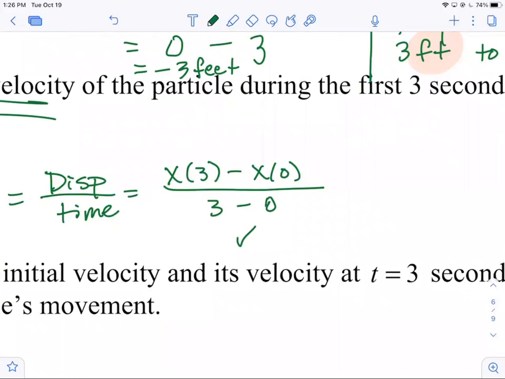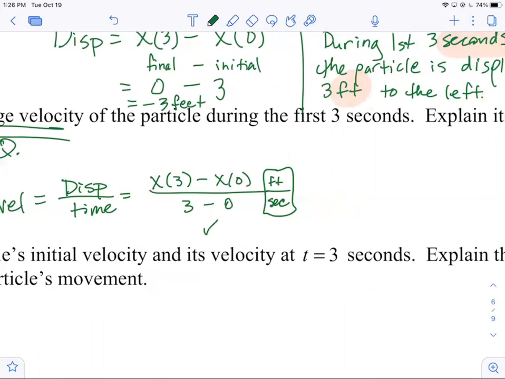Now, why does that work? Let's look at the units. Stoichiometry, if you will, dimensional analysis. What are the units of the numerator? X, feet, right? What are the units of the denominator? Time, seconds. If you were to read that, feet divided by seconds is feet per second. Is that what we measure velocity in? Yes. Okay. So that is your displacement over time.